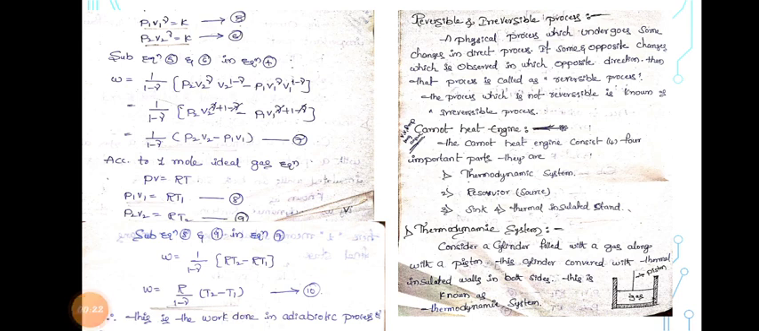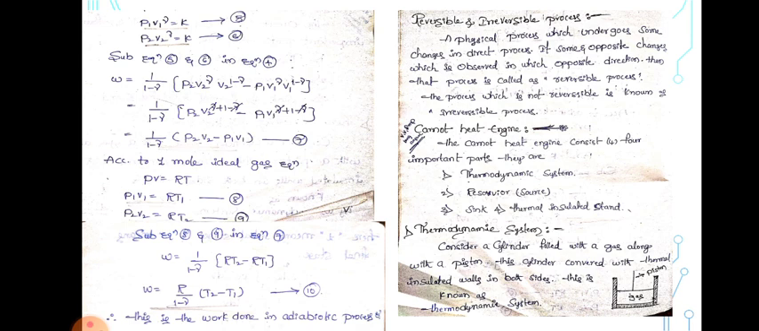So today we are discussing the topic Carnot heat engine. The Carnot heat engine consists of four important parts. The first one is the thermodynamic system, the second one is the reservoir, the third one is the sink, and the fourth one is the thermal insulated stand. Now I will explain you one by one.